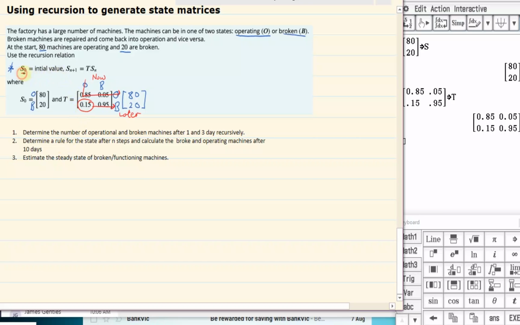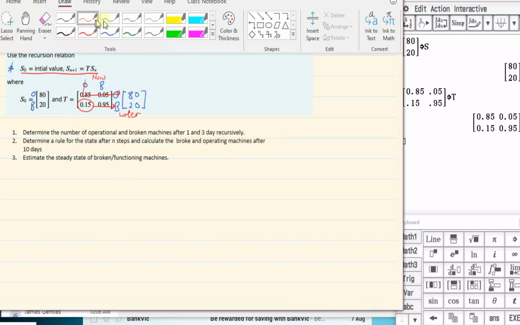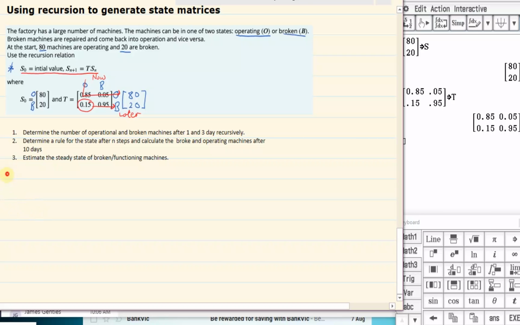Anyway, we're given a recurrence relation here, and we want to use that to solve some problems. So determine the number of operational and broken machines after 1 and 3 days recursively. So question number 1 asks us to do this. I'll write this one out in full. So S0 is equal to 80 and 20, so we've got 100 machines in total.